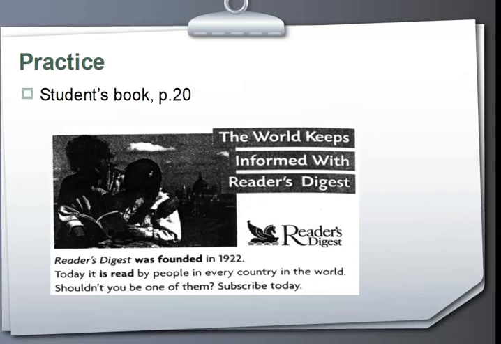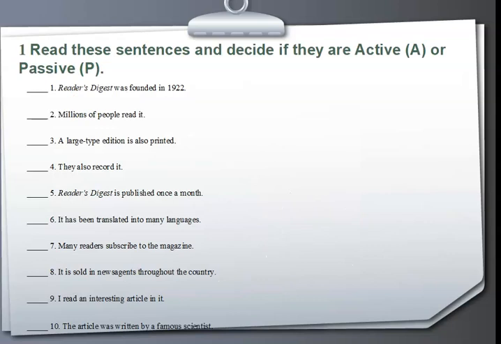So, students' book, page 20, and here's a short extract about Reader's Digest, a famous journal and a magazine. Reader's Digest was founded in 1922. Today, it is read by people in every country in the world. Shouldn't you be one of them? Subscribe today. Okay? So there are two passive structures, was founded and is read, given in bold. And we will continue with some more exercises related to the Reader's Digest.